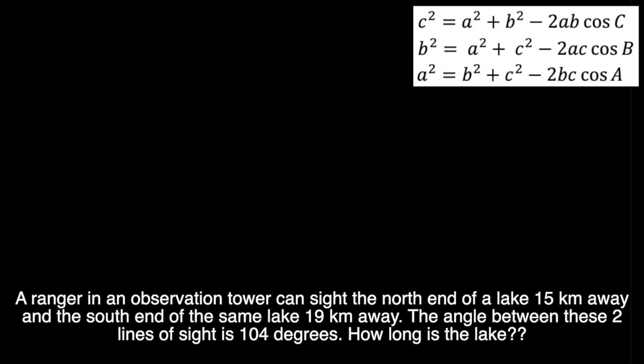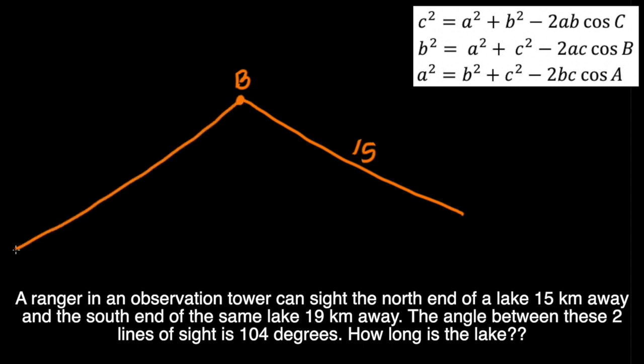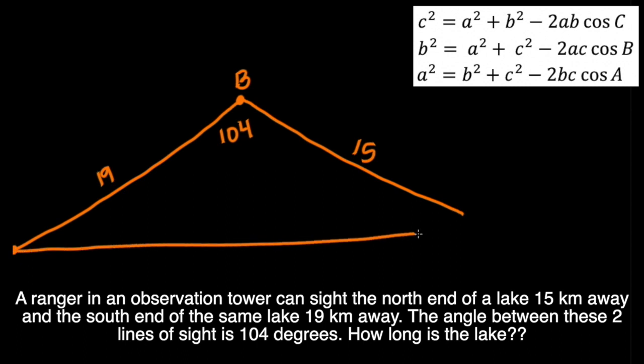For simplicity's sake, let's draw out where the ranger is, here, and name it letter B. From point B to point A to the north, we know is 15 kilometers. And from point B to point C in the south, we are told is 19 kilometers. The measurement of angle B is 104 degrees. Remember that we are trying to solve for the length of side B, the distance between the 2 points. Since this is angle B, the length across from the angle will be known as side B. So we are trying to solve for this length here.